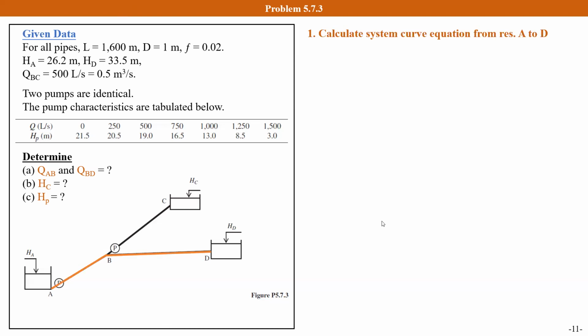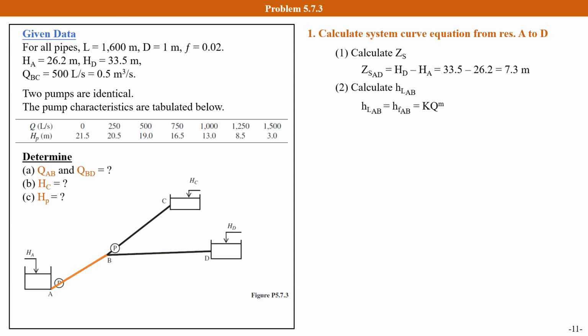So the first step is to calculate the water rise between reservoir A and D. It equals 7.3 meters. The next step is, because reservoir A and D are linked by the pump AB and BD, let's take a look at AB first to calculate the head loss.